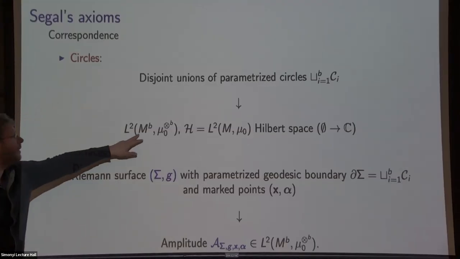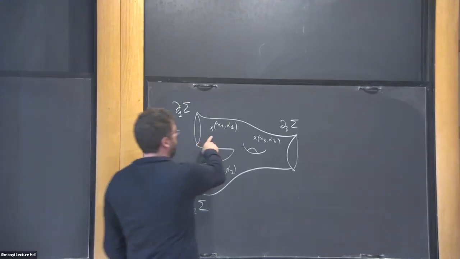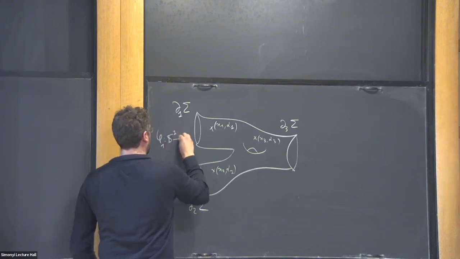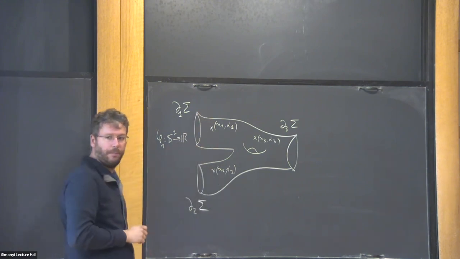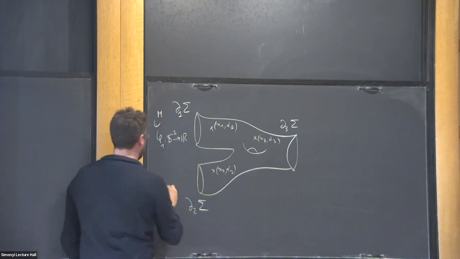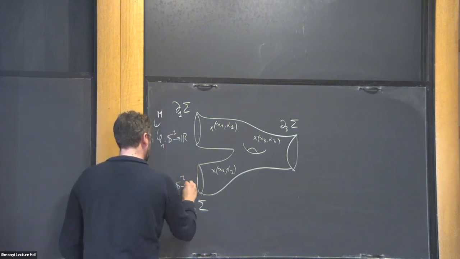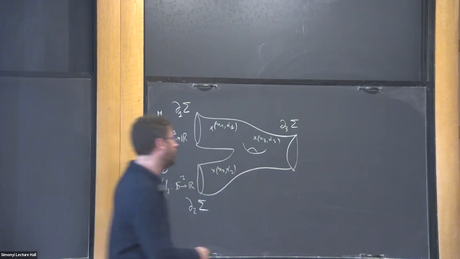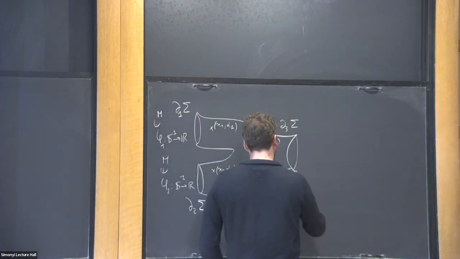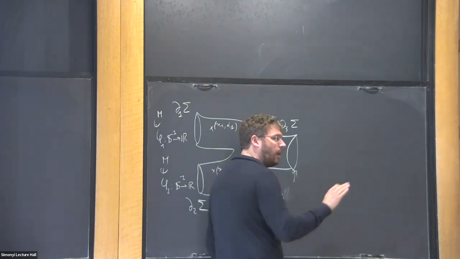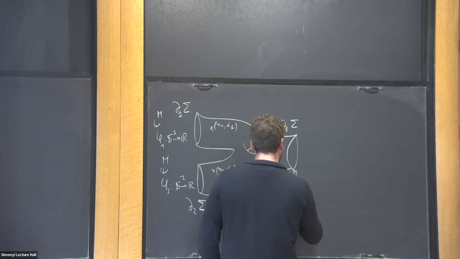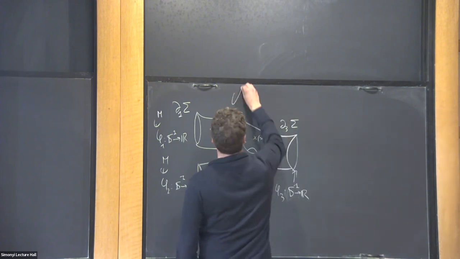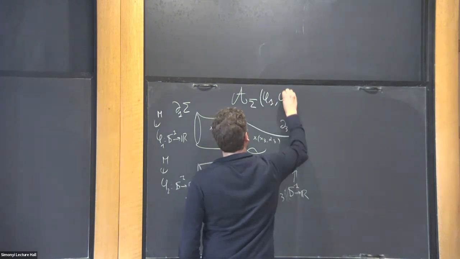Because it has a stronger geometric flavor, I'm going to actually tell you what M is. To each of these circles on the boundary of my Riemann surface, M is going to be functions from the circle to the real line. So M is some functional space. I put on each of my circle boundaries functions. Everything's smooth, right? Yeah, everything's smooth. But the functions are not going to be smooth. They'll be in some negative Sobolev space, basically. And so this is my amplitude: A sigma, phi 1, phi 2, phi 3.